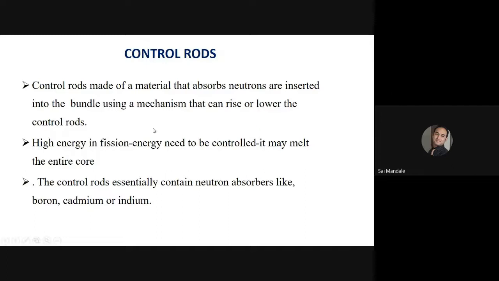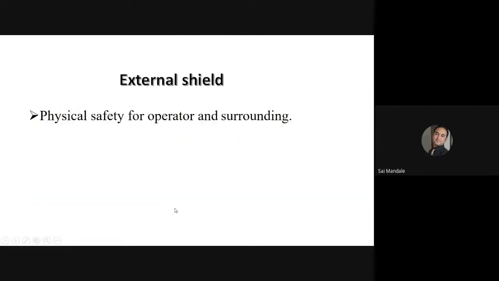of the neutrons. High energy in the fission needs to be controlled. It may melt the entire core. If the energy is developing in a continuous way, it damages the entire core. Entire core means the entire safety room of the controlled reactions, or it may melt the nuclear reactor. The control rod easily contains the neutrons. It absorbs like boron, cadmium, and iridium.